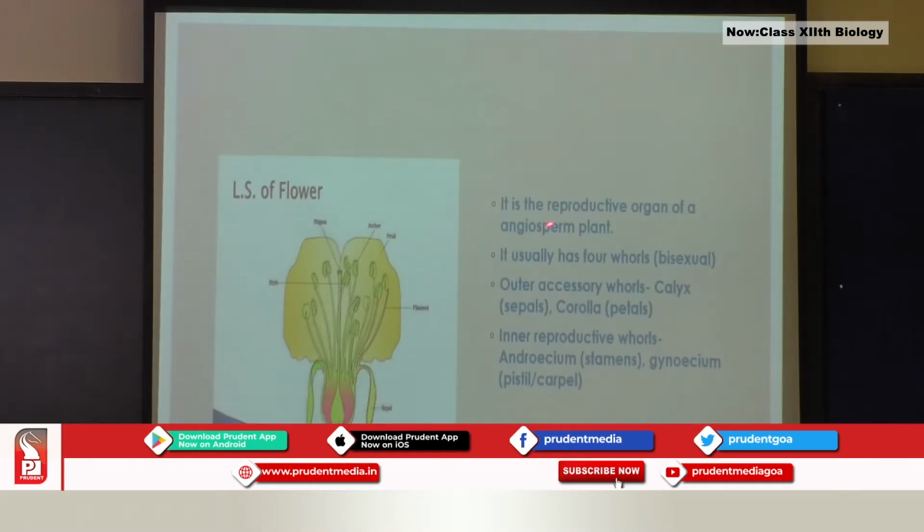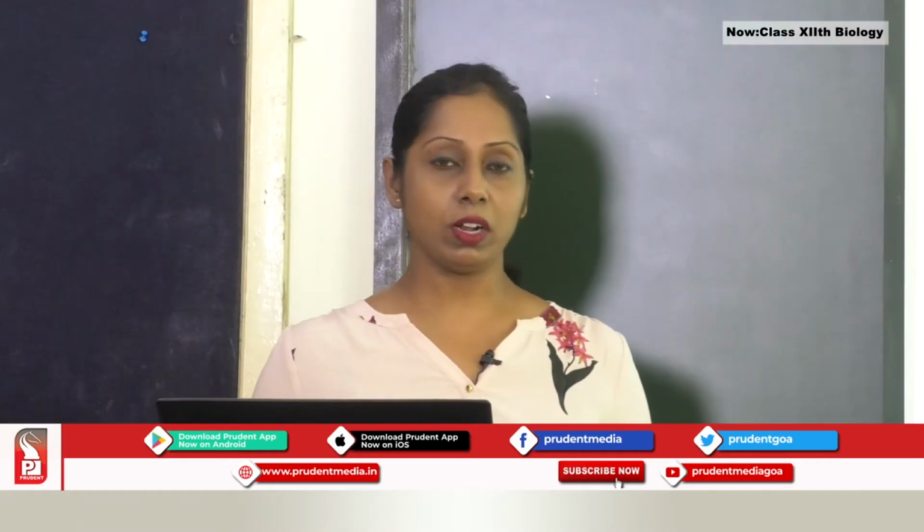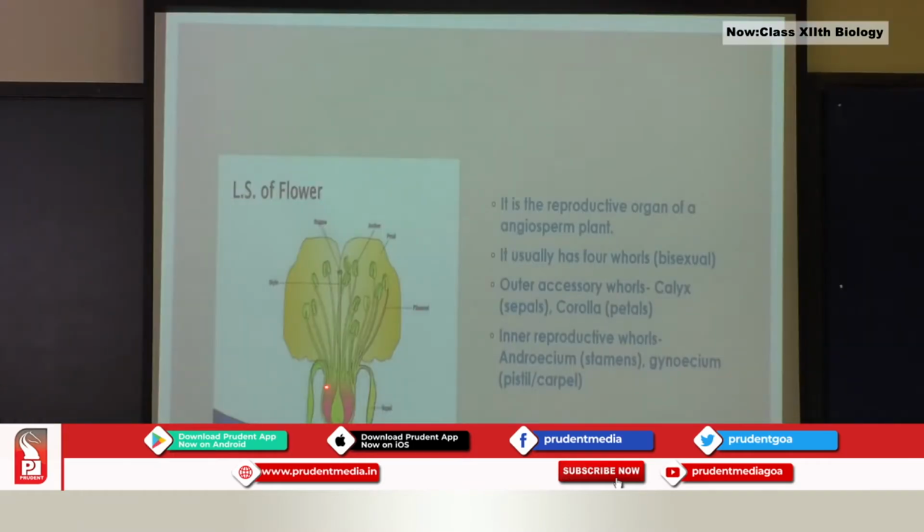It is said to have 4 whorls. Now why do I say 4 whorls? It's because this particular flower is a bisexual flower. In the previous class, we have seen what we mean by bisexuality. So if you notice here, this is a bisexual flower having 4 whorls. The outer accessory whorls are the calyx, made of sepals, and the corolla, made of petals. As you can see over here, this is the outermost whorl made up of sepals. The next whorl, inner to the calyx, is the corolla, which is made up of petals.